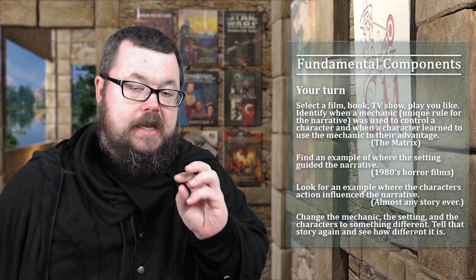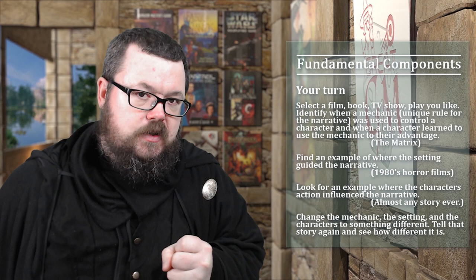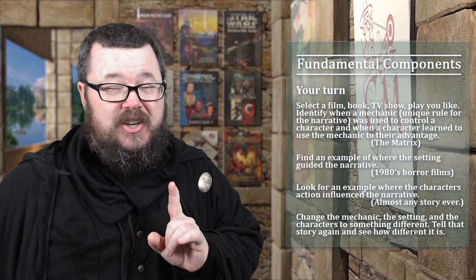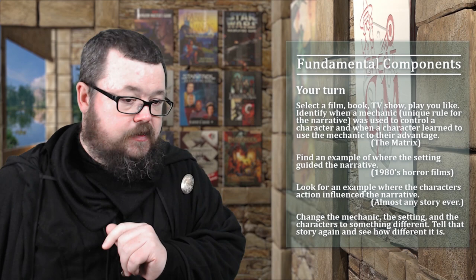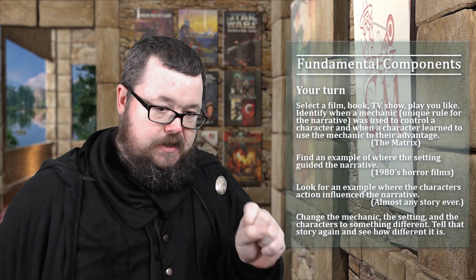Now, for some homework. This is the first circle, after all, and it is about seeing whether or not you have understood this concept well enough that you are able to fly with it. It looks like a lot of work, but it actually isn't, because I've done the homework for you. You just need to be able to prove it, if you are so inclined, or find your own example. So, select a film, book, TV show, play, whatever it is that you like to look at. Then identify a mechanic, which is a unique rule of the narrative, of the play or whatever.